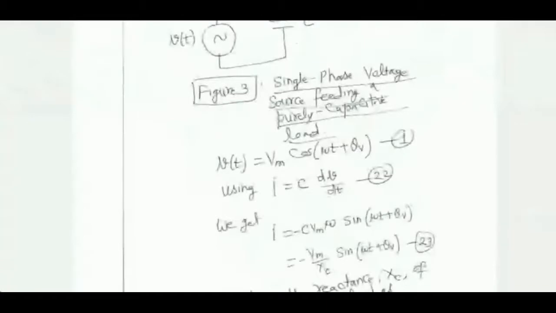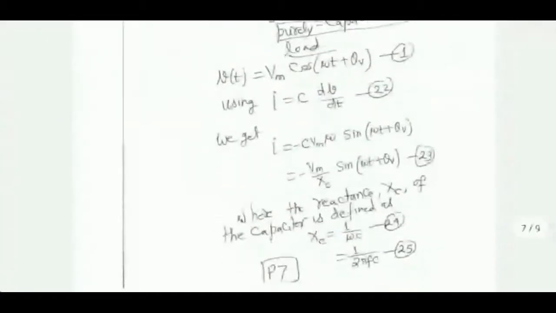I put that in equation 22 and I get equation 23, which is minus Vm divided by Xc sine of omega t plus theta v. Xc is the reactance of the capacitor, which is defined as 1 upon omega c, which is 1 upon 2 pi fc. The unit for XC and XL and R is always ohm.